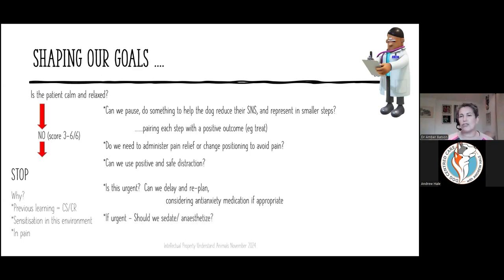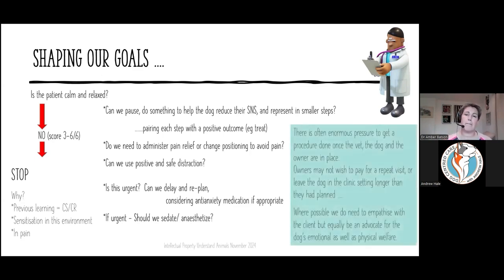If it is urgent, because this is a wound that needs addressing, it's an infection, it needs clipping and cleaning, or surgical attention, or the blood sample is very important, should we be thinking about sedating or anaesthetizing the animal before things escalate too far? Because, of course, once that patient is significantly adrenalized, then things are going to become much harder.